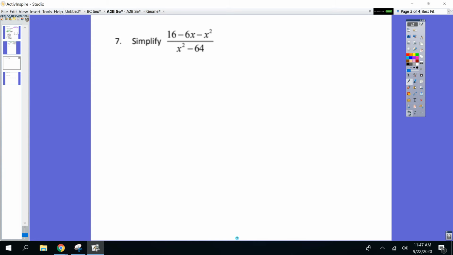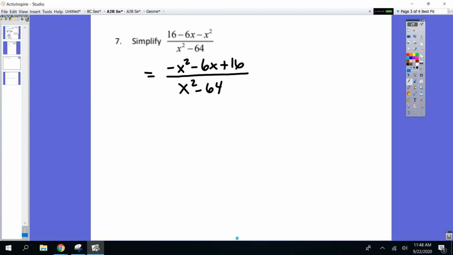Okay, rewrite it then. Before you do anything, rewrite it. The math police isn't going to pull up here and arrest you for trying to rewrite it. So I'm assuming you want the x squared out in front. So negative x squared minus 6x plus 16 all over x squared minus 64.